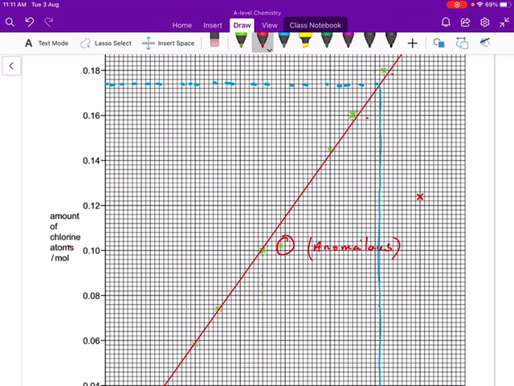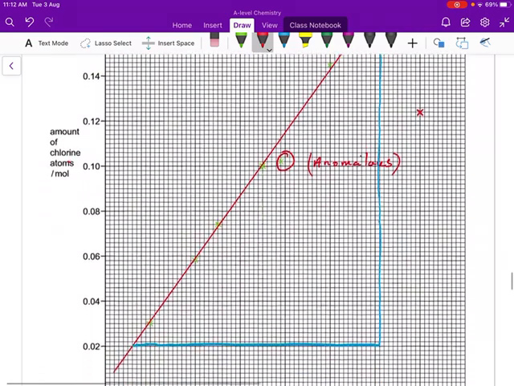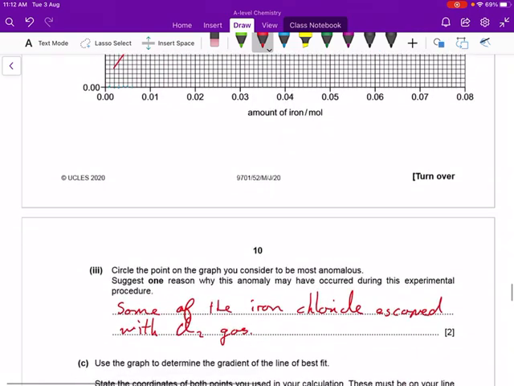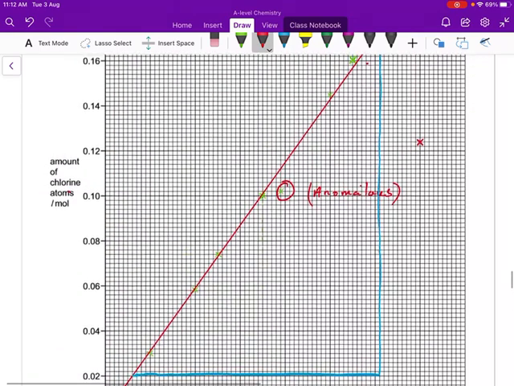That's my reason. Please use a clear ruler when you do the graphs, in physics practicals as well as chemistry, so that you can clearly see your points through the ruler and adjust it. Okay, why would it be an anomalous point? Well, the amount of chlorine is lower than expected. The number of atoms in there is lower than expected.